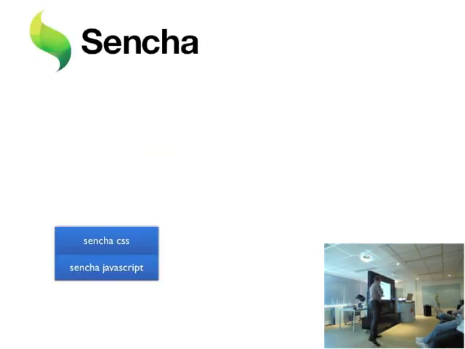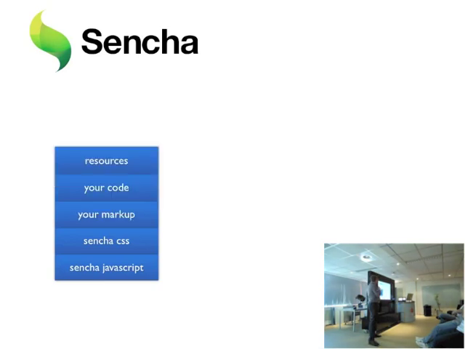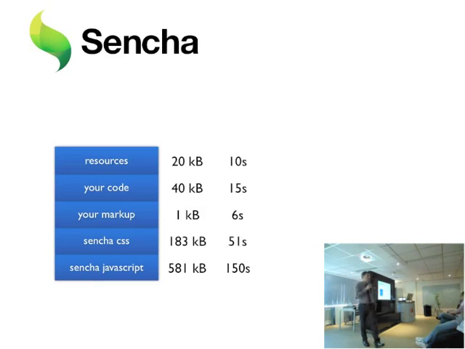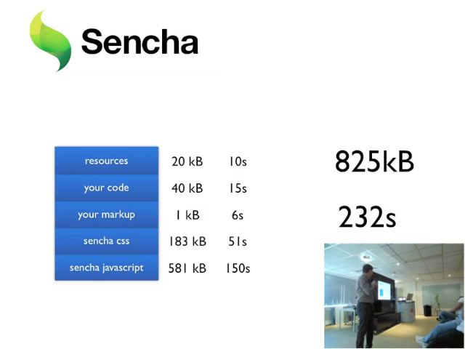With Sencha Touch, you need to include some JavaScript and some CSS. You're also going to write some markup, some code, and some resources. This is the Sencha Touch JavaScript, 581 kilobytes. This is the CSS on top, 183 kilobytes. Your markup is going to be very thin. Basically, you just have an empty HTML page. The code is going to be much bigger for that, 40 kilobytes, and you're going to include some resources. So this boils down to these download times, which would mean transferring 825 kilobytes over the wire, or waiting 232 seconds for the app to start. And nobody's going to wait 4 minutes for an app to start.